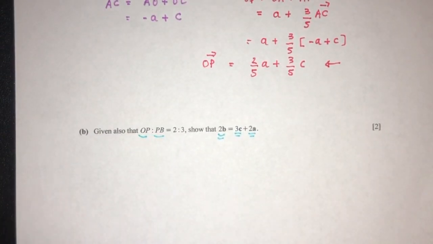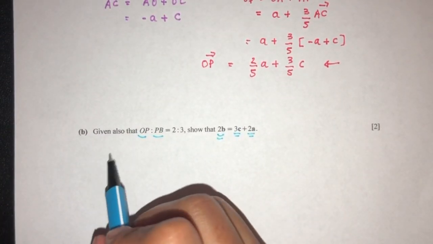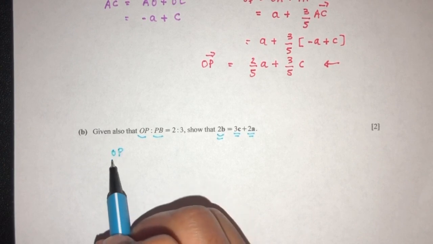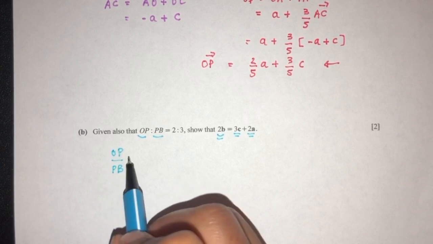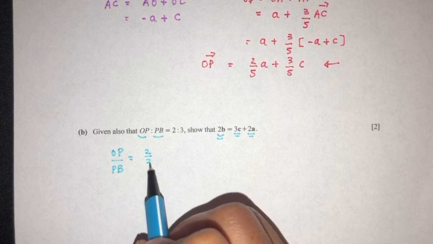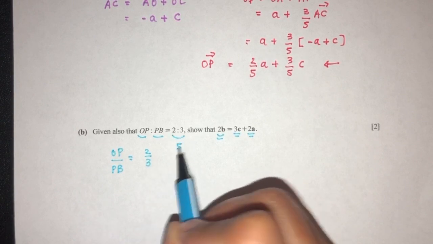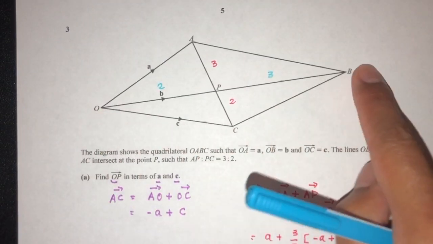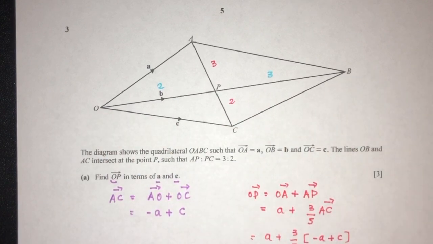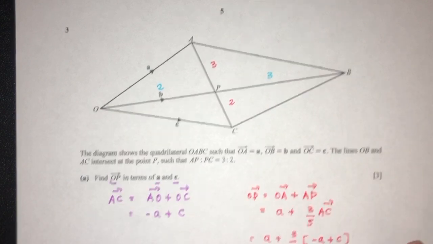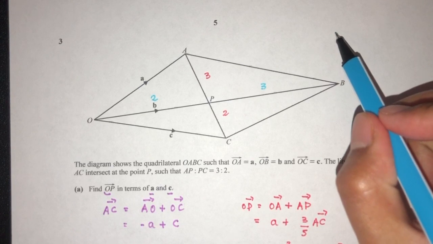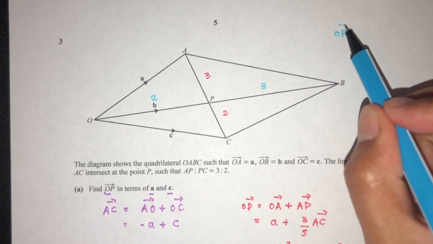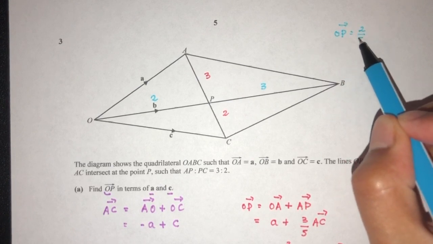So let's see how we can use that ratio. The ratio of OP divided by PB is equal to 2 over 3. Adding these two will be 5 obviously, so together here will be 5, the whole thing. So what can I write also? For example, I can write OP is 2 over 5 OB.